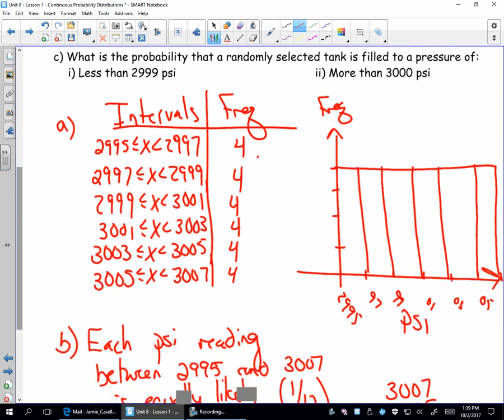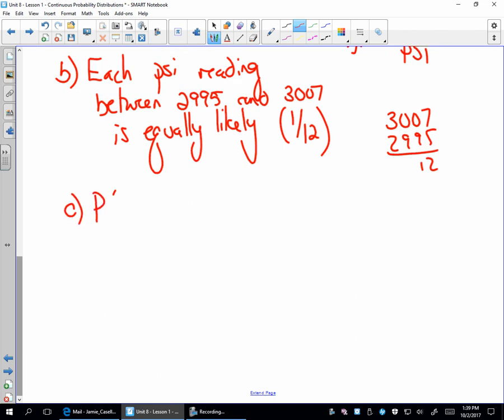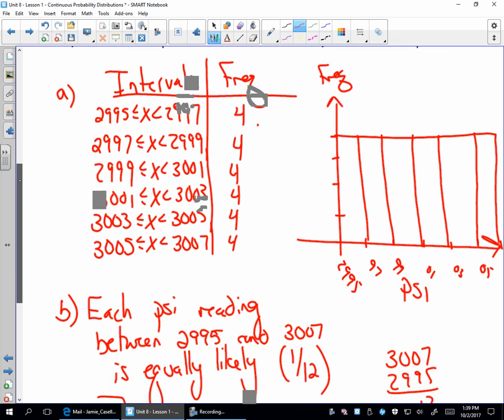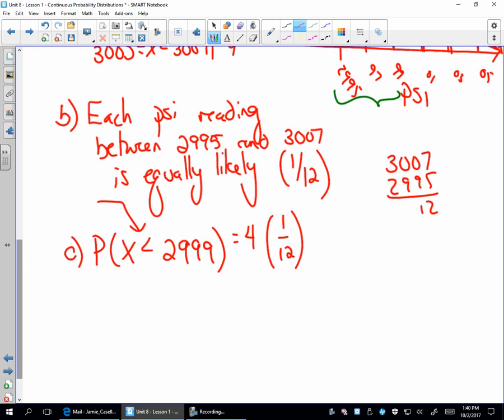Okay, try part C. What is the probability a randomly selected tank is filled to a pressure of less than 2999? Okay, because we can't make a list of these things, we're going to use intervals. So less than 2999. Now notice I didn't put equal to. It didn't say less than or equal to 2999. It just said less than 2,999 psi. So where is that in our graph? Well, 2,999, that's basically here. How much of our data is there? Well, there's 4 spots that could be in there, and each one has the same likelihood of happening, 1/12. So the probability of getting this would be 4/12, or if you will, 1/3, or 0.333.